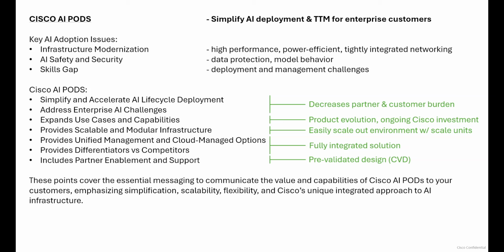And in the top right portion of this slide, you'll see that the main point can be summarized in a couple of words, right? Simplify AI deployment and time to market for enterprise customers. Now, there's a lot more to it than just that. Like I mentioned, there's performance, there's skills required, and we're trying to address all of these concerns basically at the same time. The points under Cisco AI Pods cover the essential messaging needed to communicate the value and capabilities of Cisco AI Pods to your customers, obviously emphasizing simplification, scalability, flexibility, and our unique integrated approach to AI infrastructure.